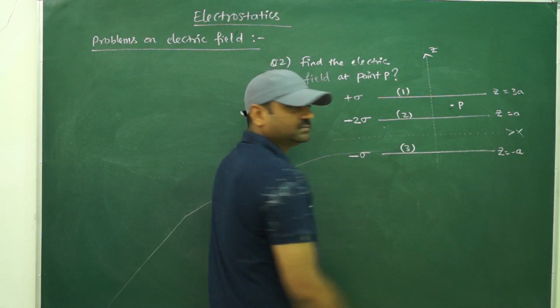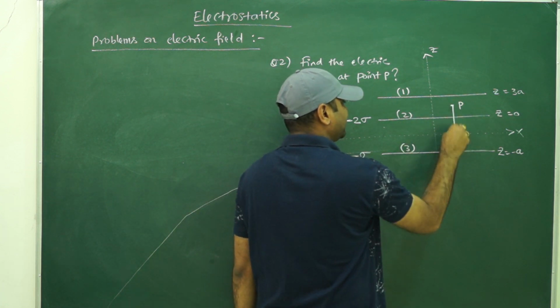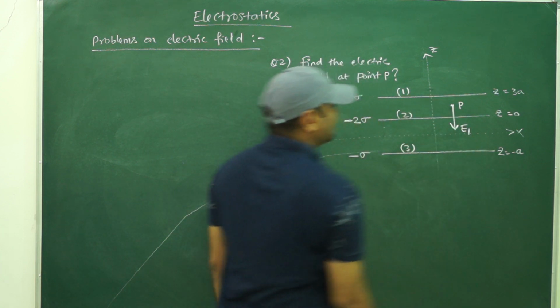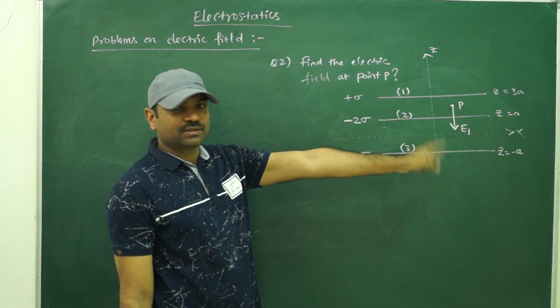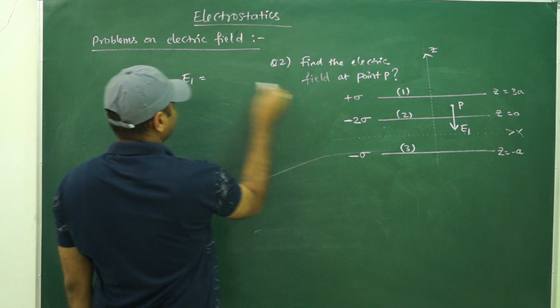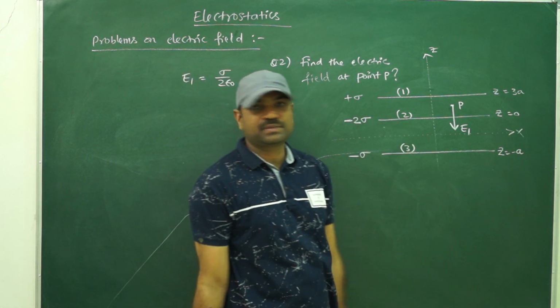You can name them any way. The first plate is having the positive charge, then the field will be away from it, downward. That I am taking as E1. See, I have already given the direction, so I am going to write down the magnitudes only here. So E1 is equal to sigma by 2 epsilon naught. Charge density is sigma, so sigma by 2 epsilon naught.